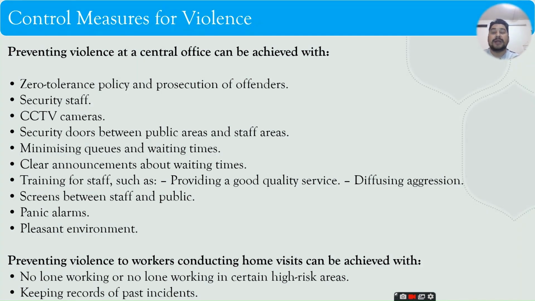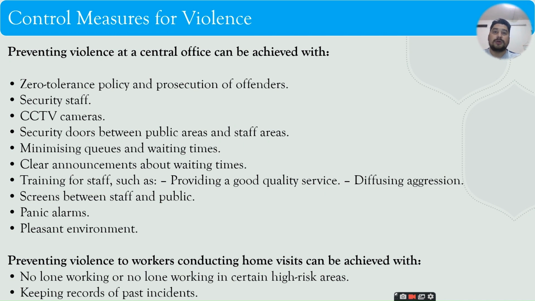Minimizing the queues and waiting times. Where people have to wait for a long time, they will start to get frustrated and physical violence can start. So that should be avoided, and queues and waiting times should be reduced. Clear announcements about waiting times, how much time they need to wait, should be clearly communicated.